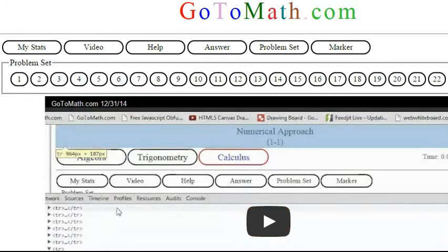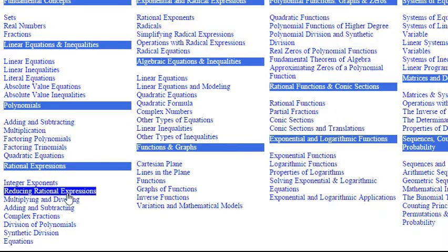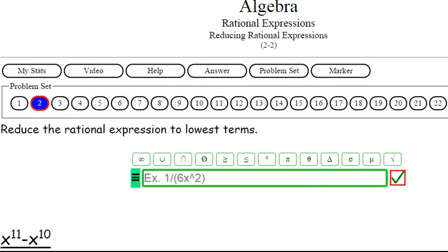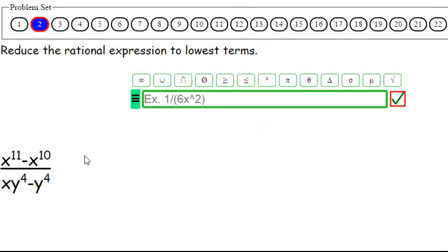Okay, we're over here at gotomath.com. Click on the algebra. Let's go down to reducing rational expressions. And it looks like 2.2. That's what we might be doing. 2.2. So we have x to the 11th minus x to the 10th. It's over xy to the 4th minus y to the 4th.